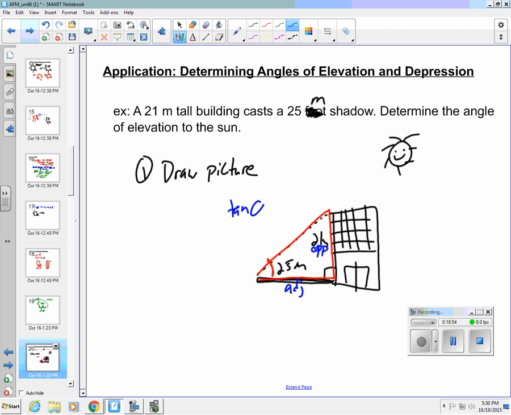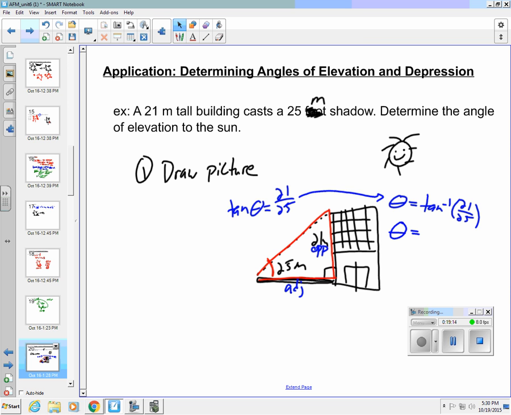The tangent for that angle is 21 over 25. So the angle itself, to find it, would be inverse tan 21 over 25. By the definition we just went over, that's an angle with a tangent ratio of 21 over 25. For this part, if you don't recognize it from the special right triangles, you put this in your calculator.